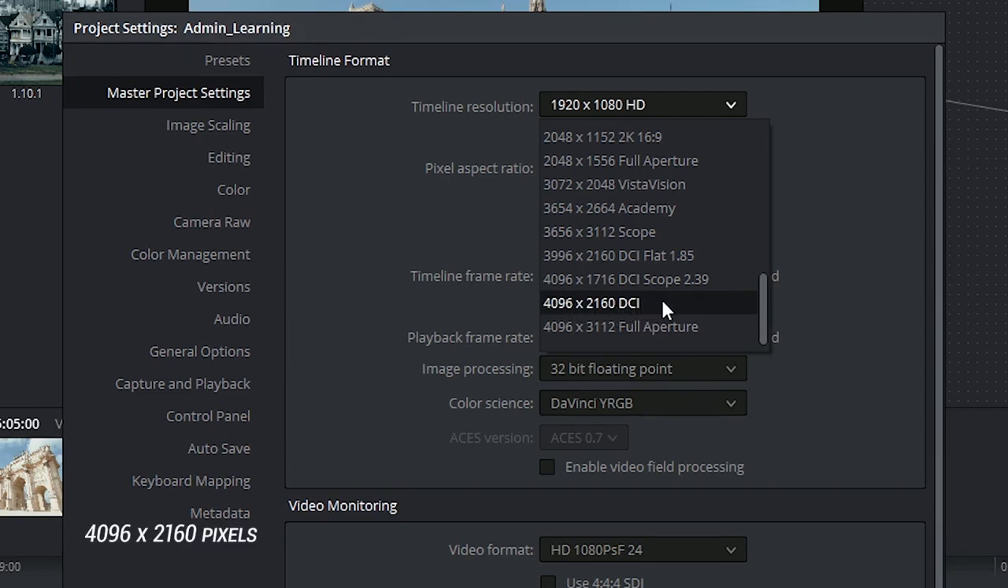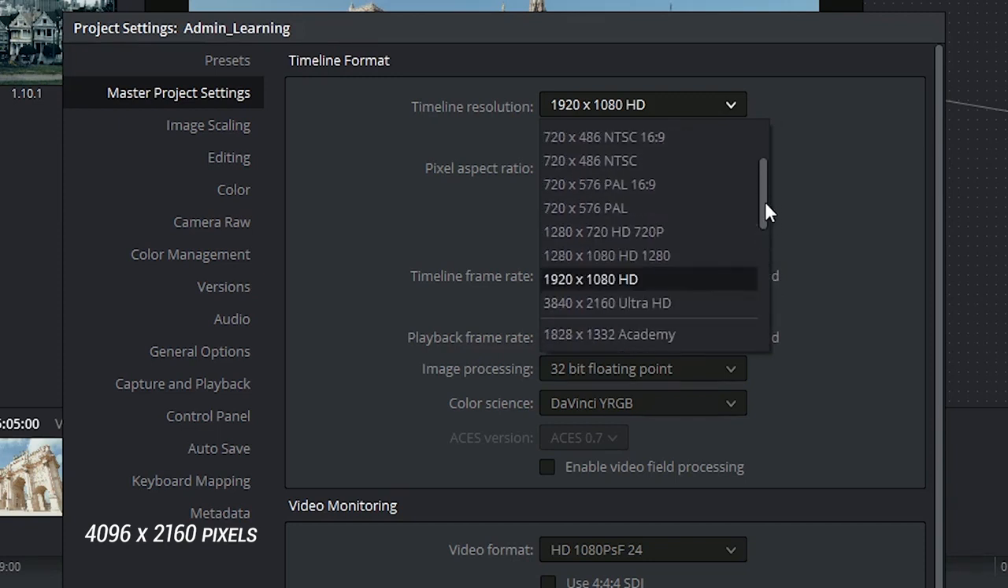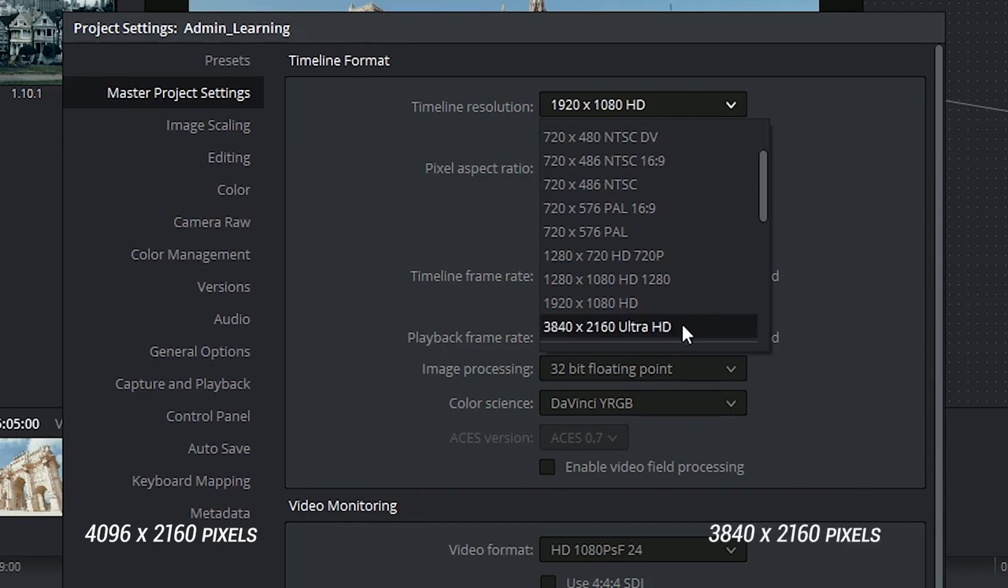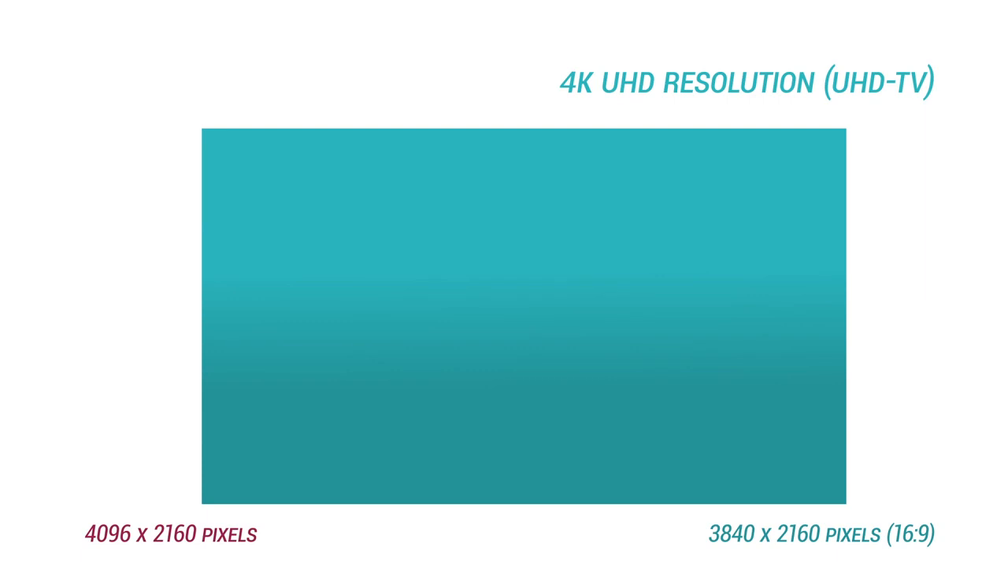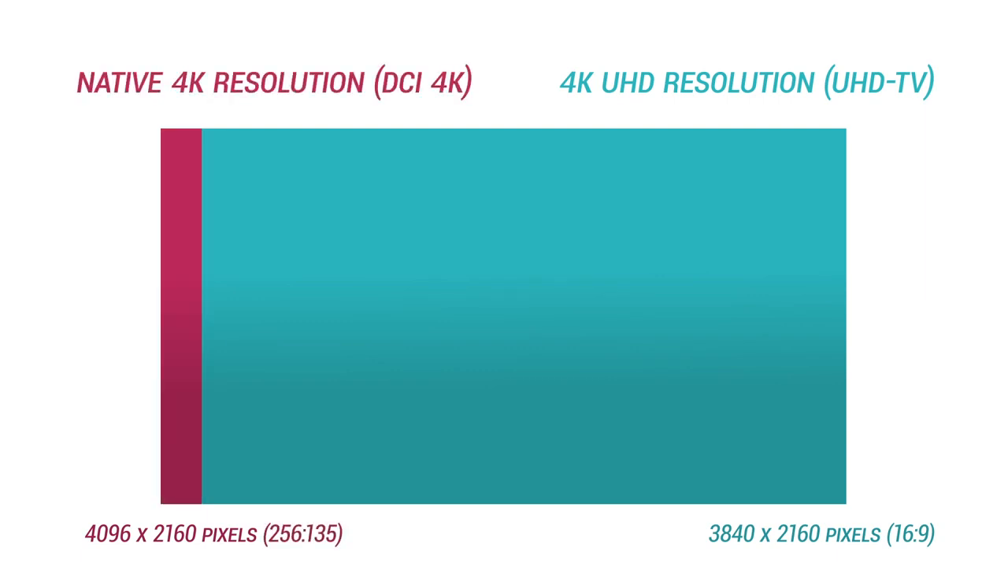This is native 4K. If I scroll closer to the top, directly underneath Full HD, which is 1920 by 1080 square pixels, I'll find 3840 by 2160, which is similar to that resolution, but narrower. This is Ultra HD. So ultimately, they have very similar sizes, but the direct distinction is that one of them has a 16 by 9 HD ratio, whereas the other one has a 256 by 135 ratio.